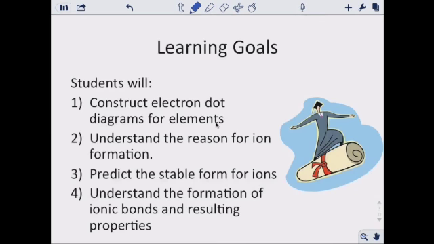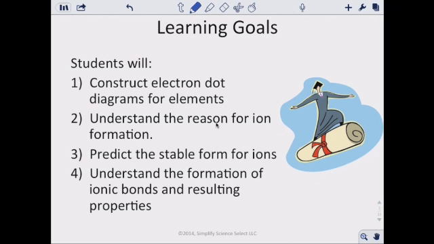And so what we're going to do in this lecture is we're going to first learn how to construct electron dot diagrams for elements. Secondly, we're going to understand the reason for ion formation. And then thirdly, we're going to predict the stable form of ions. And lastly, we're going to understand the formation of ionic bonds and resulting properties.